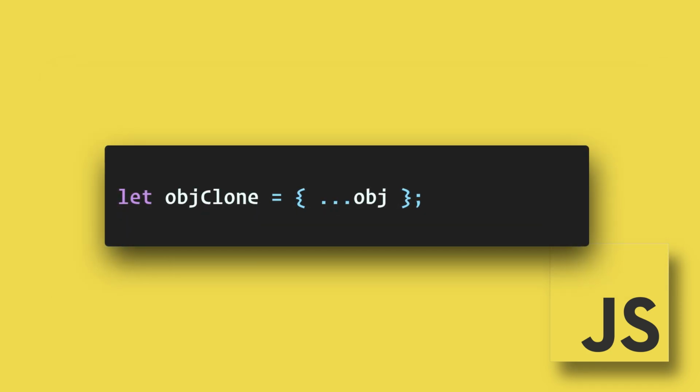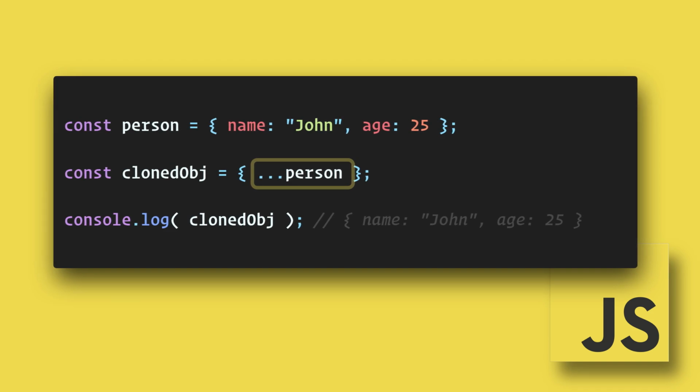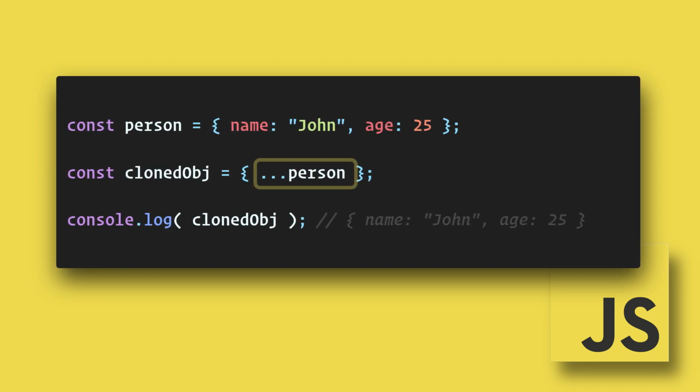Here's the basic syntax for using spread with object literals. In this example, we make a clone of this object. This works the same way as with array literals.